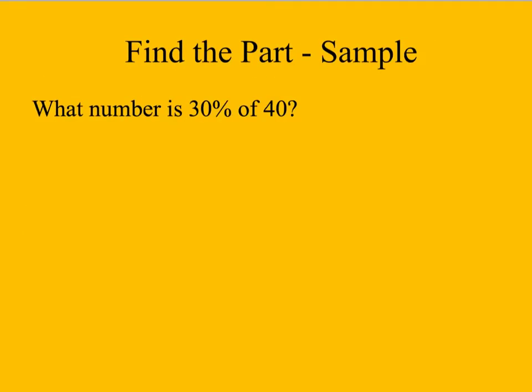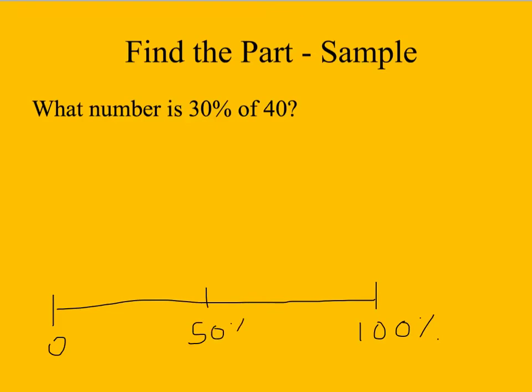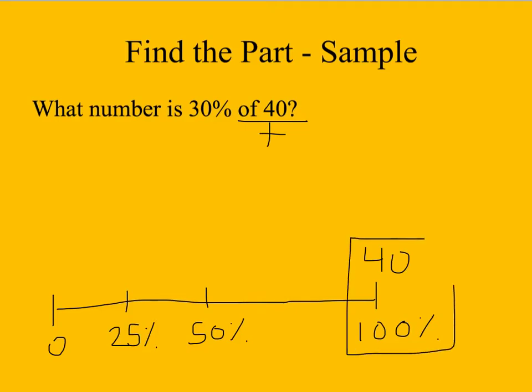So 30% of 40. Let's try to figure this one out. I'm going to draw a number line first just to see if we're on the right track. So there's 100%. Half of that, 50%. And then I'm going to do another half, so 25%. 100% is 40. Of 40 means that's my total. So that means the total denominator is 40.